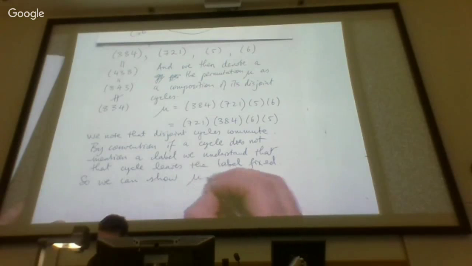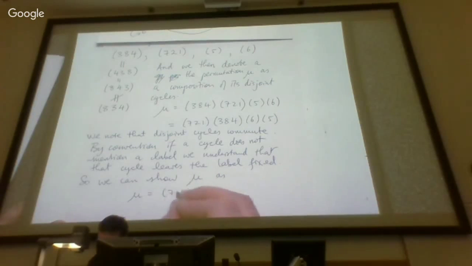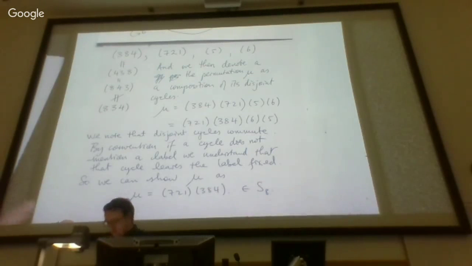So we can show mu as the product simply (7 2 1) with (3 8 4). Once we know that we're talking about a permutation from S8, that's the most compact form of notation for mu. It's just composed of 2 disjoint cycles, cycle 721 and 384. Now you might ask, well, what does mu do to 5? And what does mu do to 6? Well, by convention, because 5 and 6 are not mentioned anywhere, it's implicitly understood that they are fixed by mu. So 5 gets sent to 5 and 6 gets sent to 6. Okay.